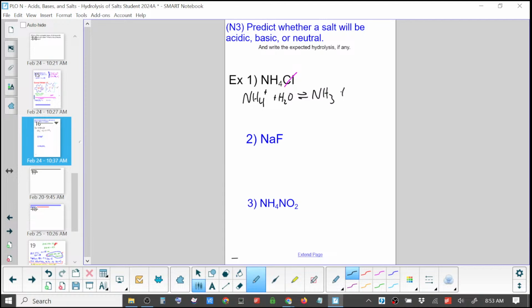How do you figure out the spectator ion? You just find it on the table and see if it exists. If it doesn't exist, then it's going to be a spectator. NH4 does exist on the table, so it's not going to be a spectator. That looks good. Okay, and so it's the salt.